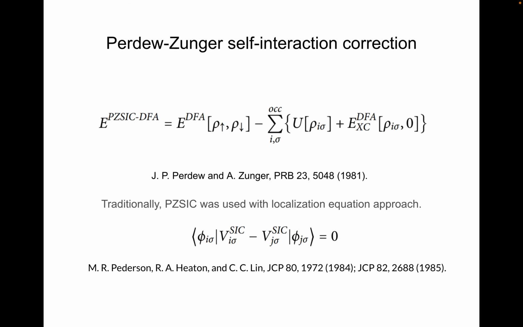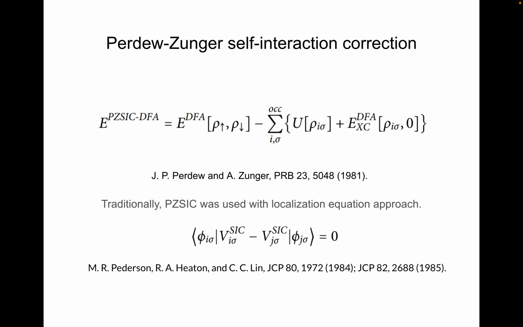And in the 1980s, it comes to the Perdew-Zunger self-interaction correction method. To date, this is one of the most popular SIC methods used in the community. In the Perdew-Zunger SIC method, for each occupied orbital, you subtract the self-Hartree and self-exchange correlation energy from the DFA energy. What is new here from the Lindgren method is that the Perdew-Zunger approach also includes the self-correlation. Now, if you look carefully at those SIC terms, those terms depend on rho i sigma, the orbital density.